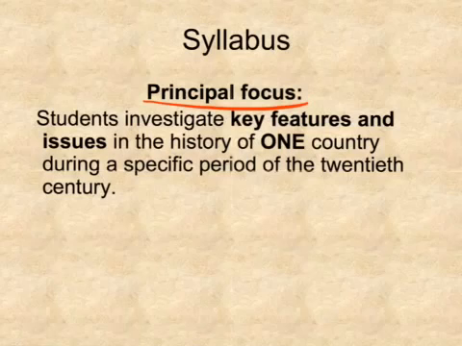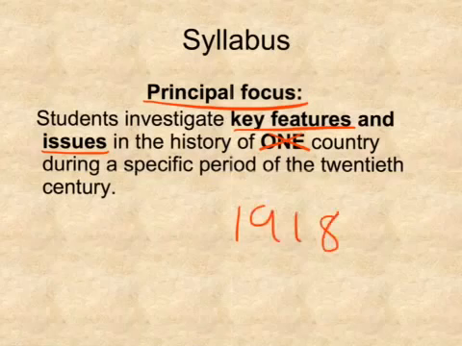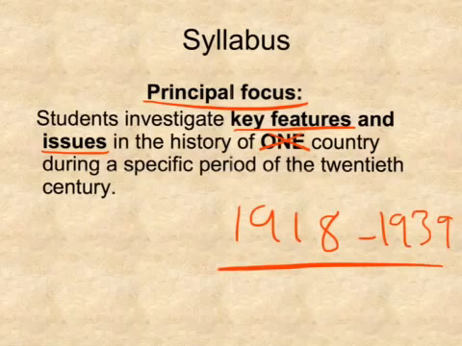And for this one, you guys are investigating the key features and the key issues in the history of Germany during 1918 to 1939. So let's have a look at what these key features and issues are and talk a bit about how we actually investigate those by looking at certain topics.